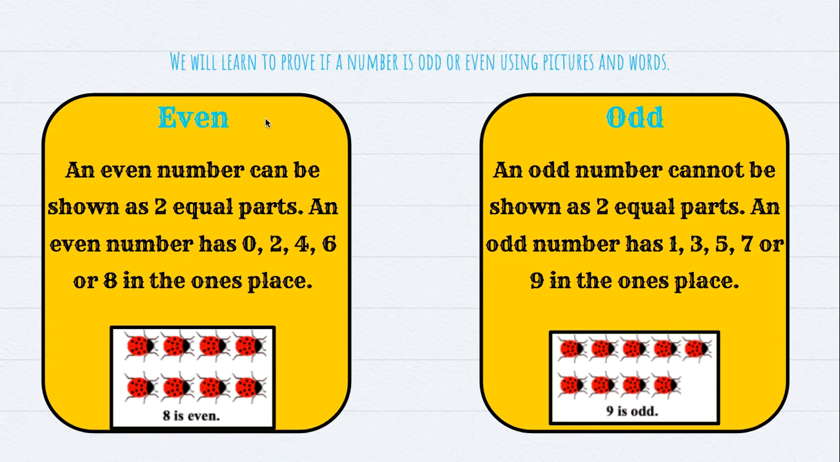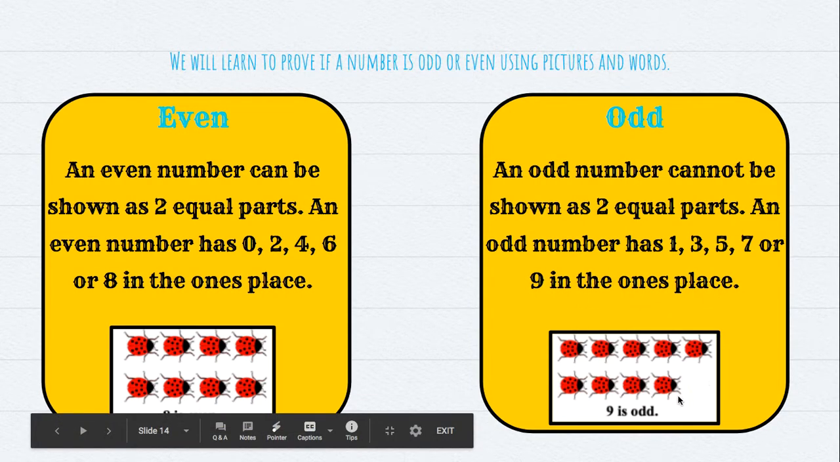So an even number is a number that can be shown as two equal parts. An even number has a 0, 2, 4, 6, or 8 in the ones place. An odd number can't be shown as two equal parts. An odd number has a 1, 3, 5, 7, or 9 in the ones place.